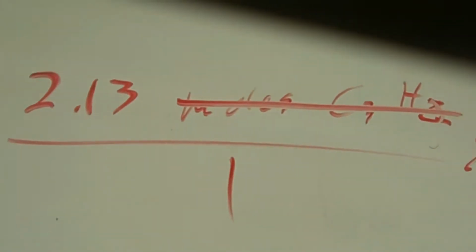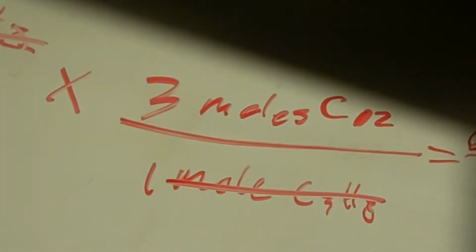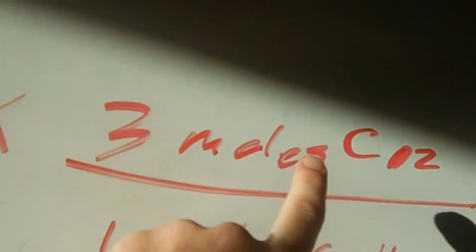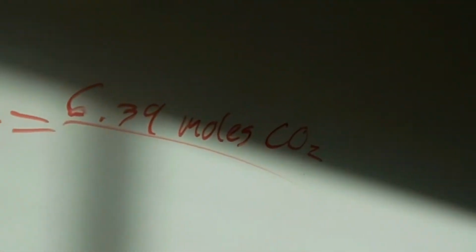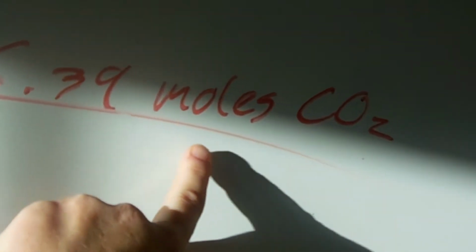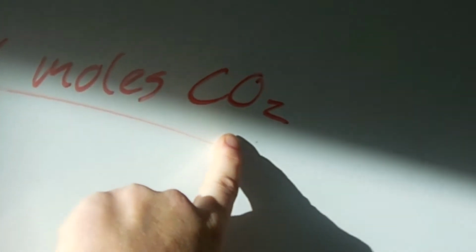Okay, so we have moles of propane canceled here. We get moles of carbon dioxide in our answer. We always have the right number of significant figures, a unit, and the chemical that we have. So, important way to write your answer.